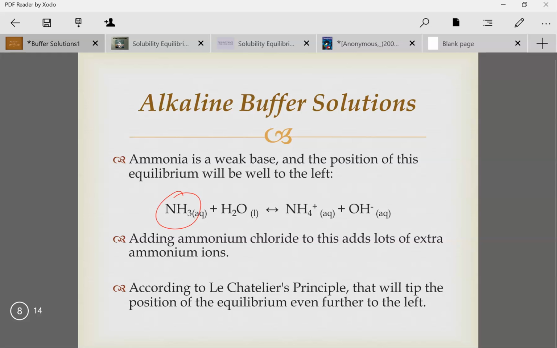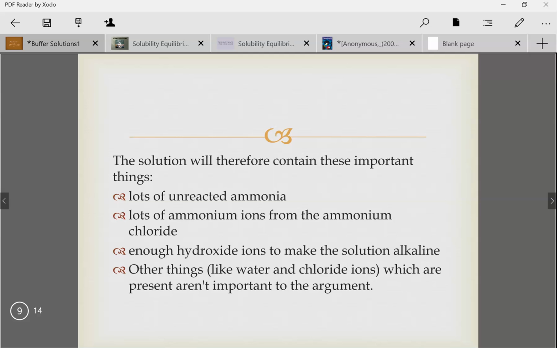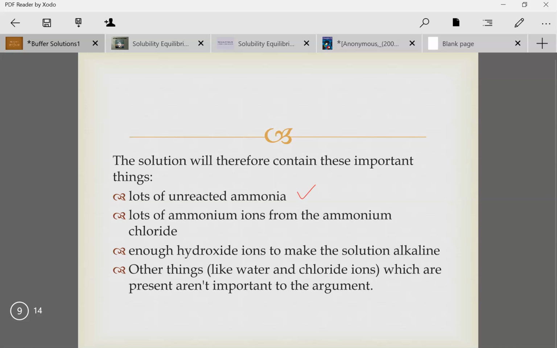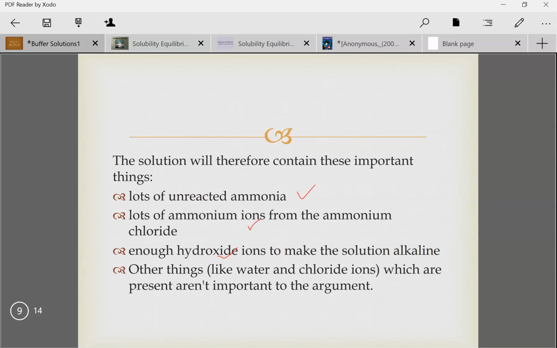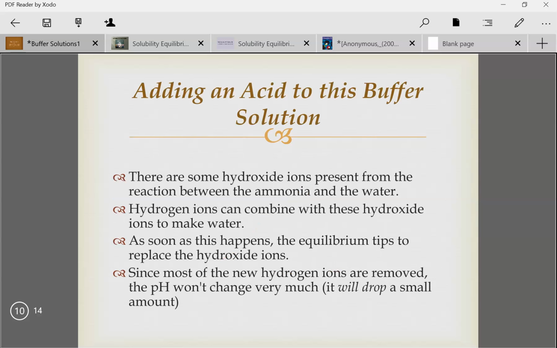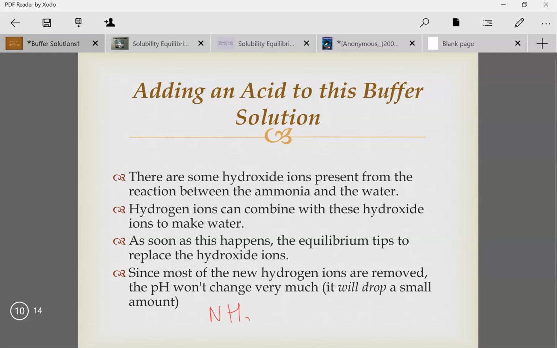And very similarly, we have a weak base, ammonia, and then we add ammonium chloride. Again, the chloride doesn't really react with water in any substantial manner because you can't form HCl as a product. And therefore, you're adding extra ammonium ions. And again, you have ammonia, you have ammonium ions, you have just enough hydroxide ions to make it a basic solution, and then you have other stuff, whatever. So let's add an acid to this buffer. We didn't talk about the acid case for the previous one, so we'll talk about both.